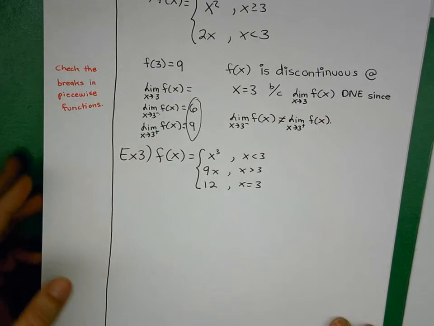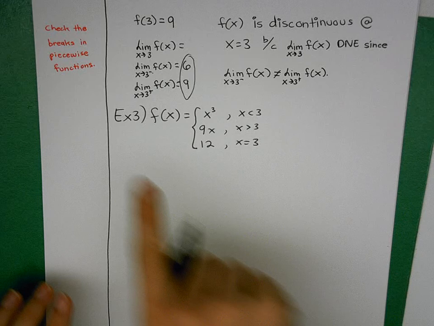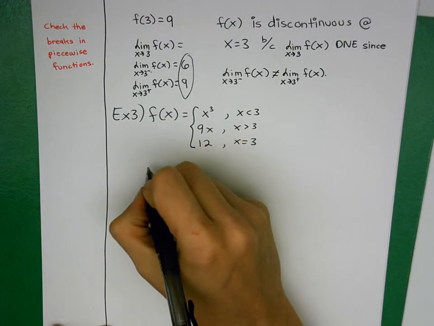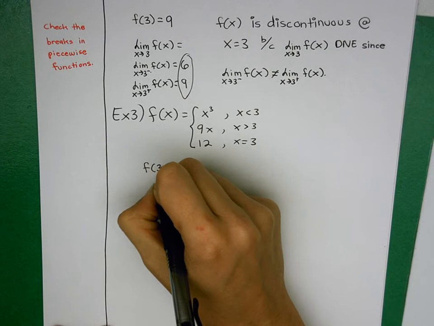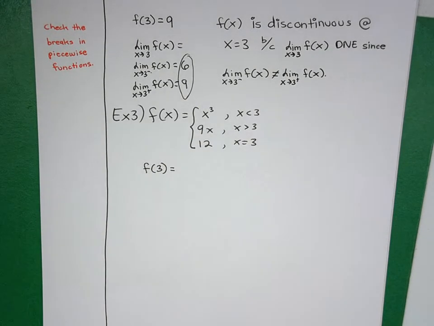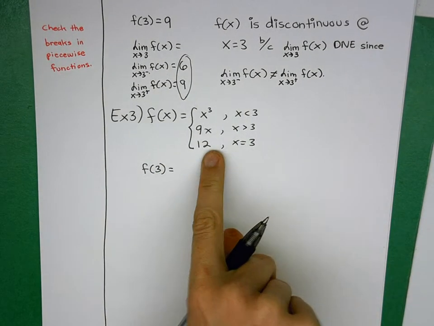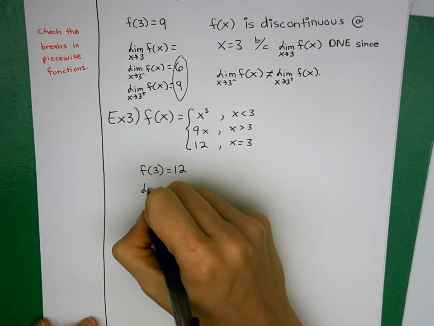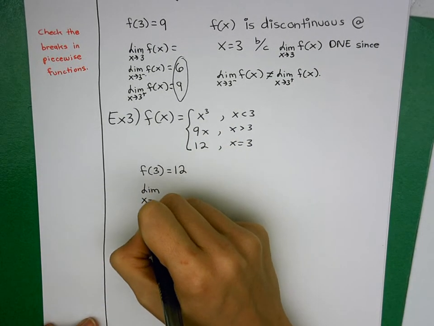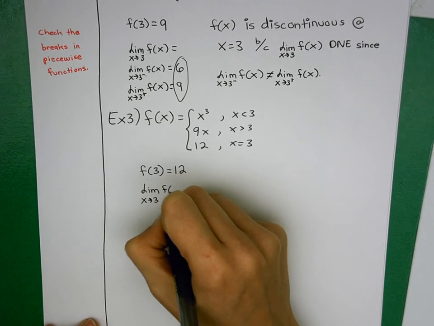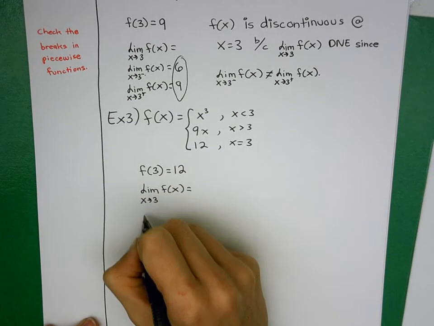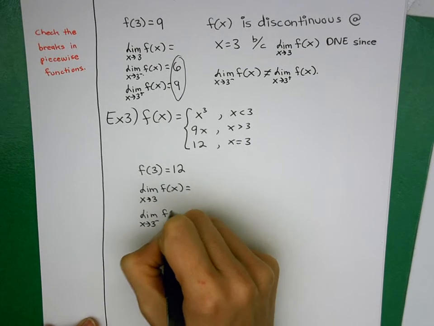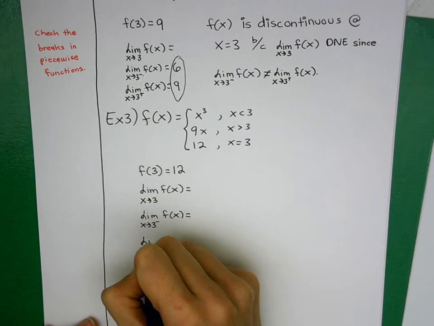Here you go. So evaluating 3, again, we're checking the break in our piecewise function, which is 3 here. So condition 1, do I have a point? Well, yes, I do. At x equals 3, my function is 12. Condition 2, do I have a limit? Well, the only way to have a limit as x approaches 3 is if the left and the right are equivalent. So we need to find those.